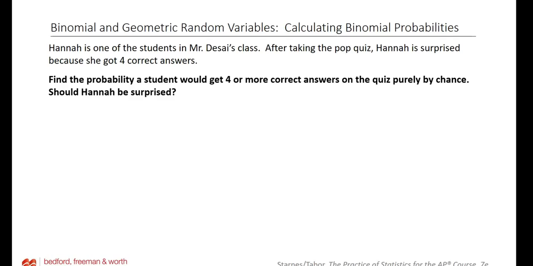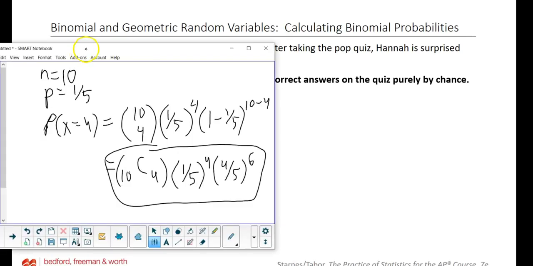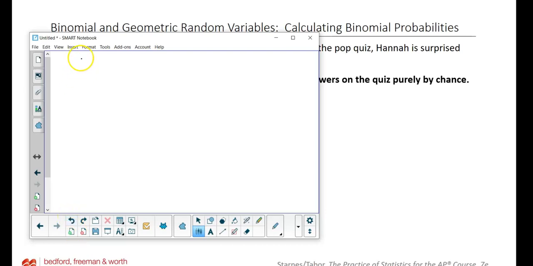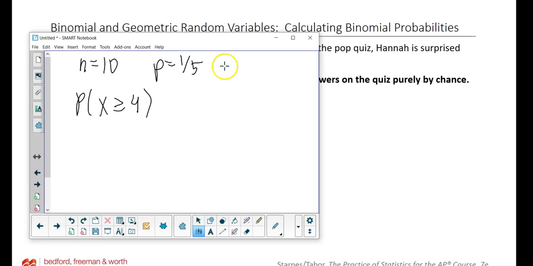Oh, no, this is a tougher question, right? So 4 or more. If you're writing this out, same N, right? So N is still 10, P is still 1/5. That's still true. But now we want the probability that X is 4 or more, so I think it includes 4. So we're saying x is equal to 4 or 5 or 6 or 7 or 8 or 9 or 10. Does it make sense? So we would have to do the binomial theorem 1, 2, 3, 4, 5, 6, 7 times, oh my goodness, and add up all those answers.